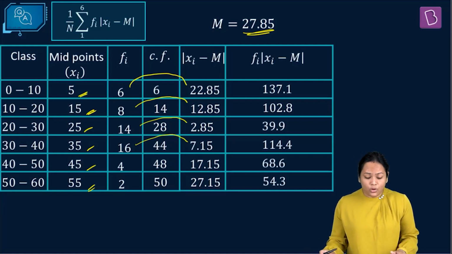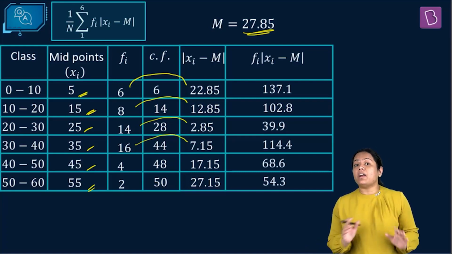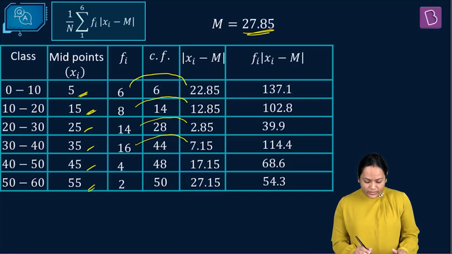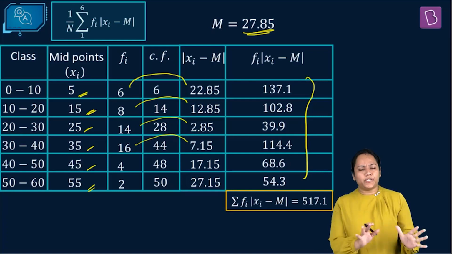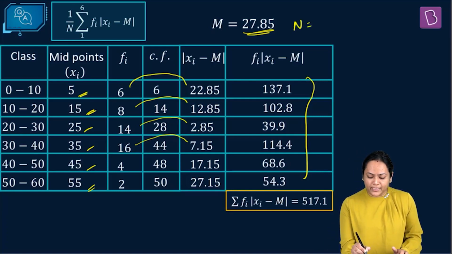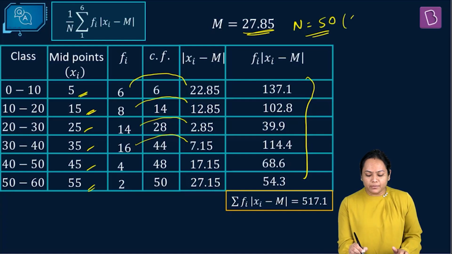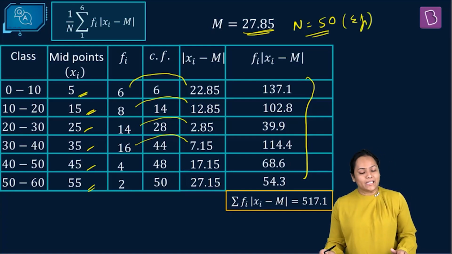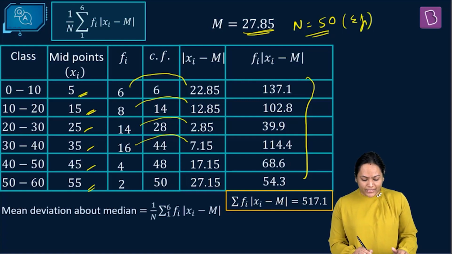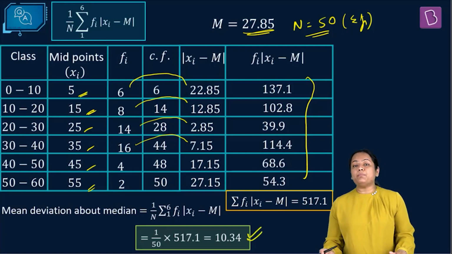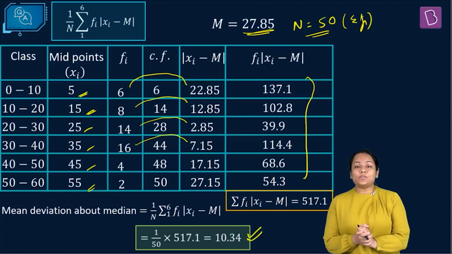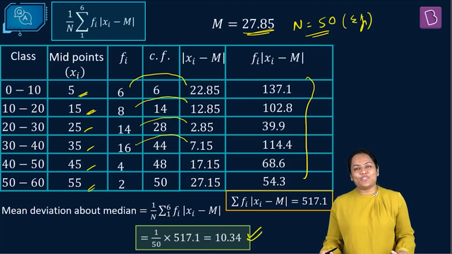Clear? Now, we'll find its summation because that is what we have to put in the formula, isn't it? So when I find the summation of the last column over here, it comes out as 517.1, and now we have to just substitute in the formula. We already know that my capital N value is 50, which is nothing but summation of fi, right? Okay, so when we substitute the values, it comes out as 517.1 by 50, that is equal to 10.34. So this will be the final answer for the question which they have asked.